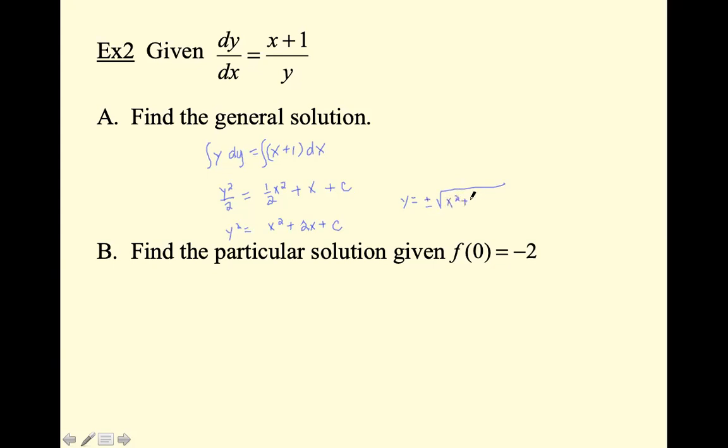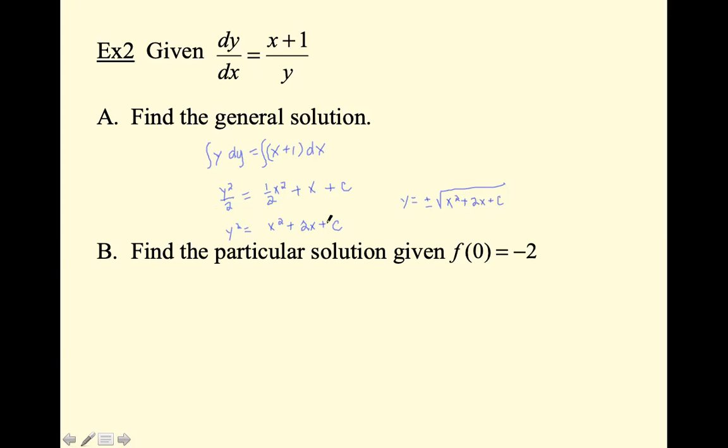plus 2x plus c. All right, if you are not given an initial condition, like if we only had part A, I'd be done, I'd leave it like this. How we determine whether it's positive or negative is based on the initial condition. So if our initial condition has a negative y value, then this answer here would be the negative version. All right, so we're going to keep going. We are finding a particular solution.